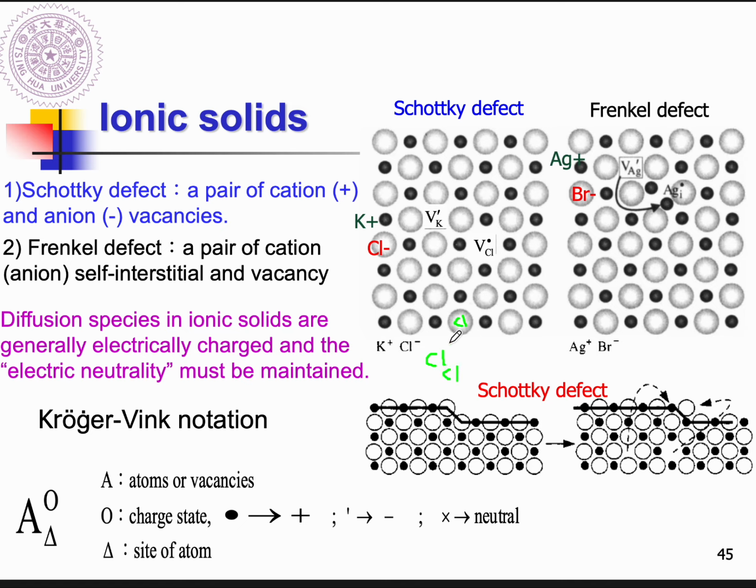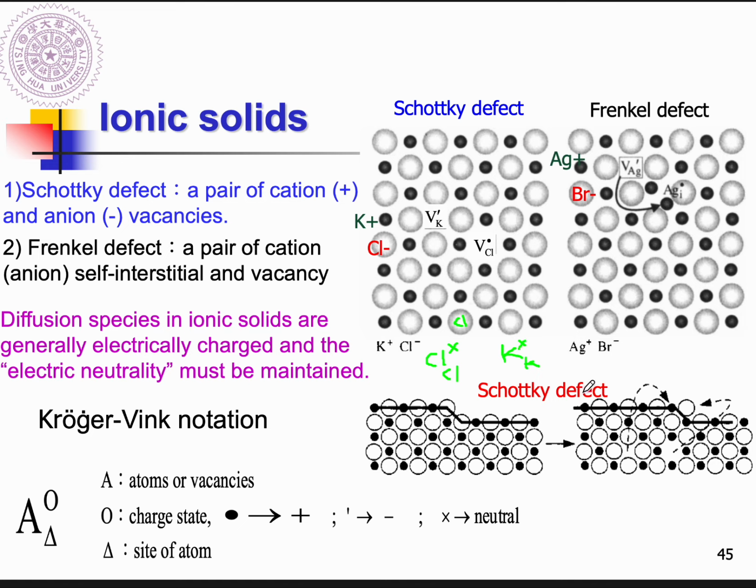and the charge state will be compared with the chloride ion, so it is neutral. So for this one, it is a chloride at chloride site with neutral charge. So for potassium, if you want to describe the location, it is potassium at potassium site, also neutral.